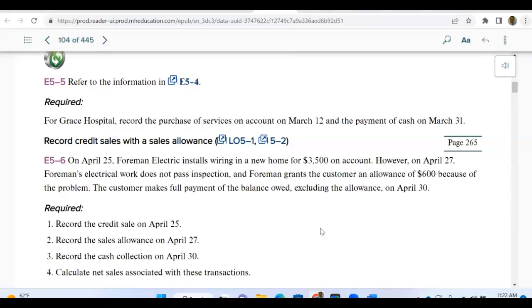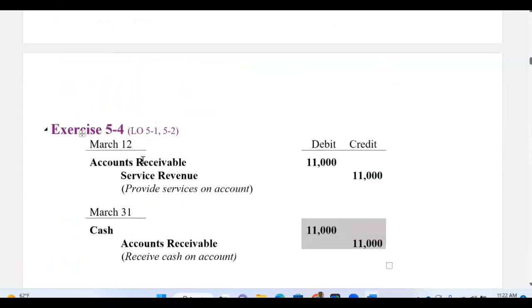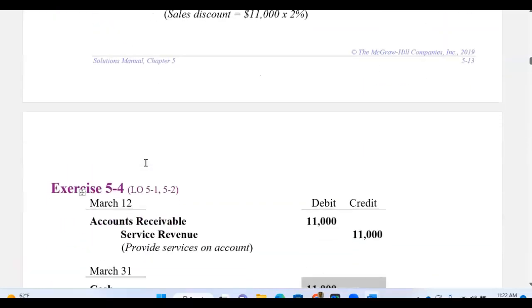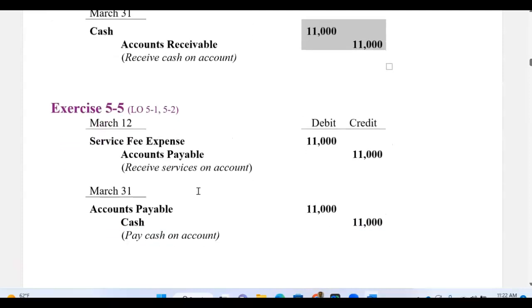Got it? The same problem, but from the buyer's point of view, customer point of view. So the customer will recognize the same problem that here we did. We did this, right? See, this is the seller, right? Okay. Now, the same thing, the buyer, the customer will do this.